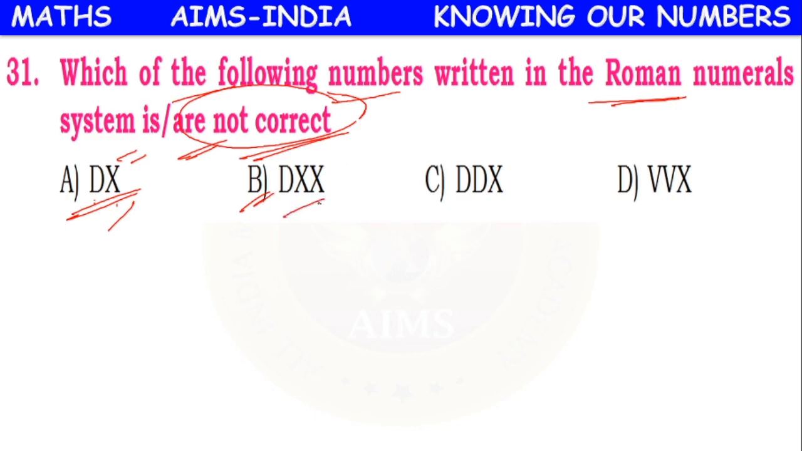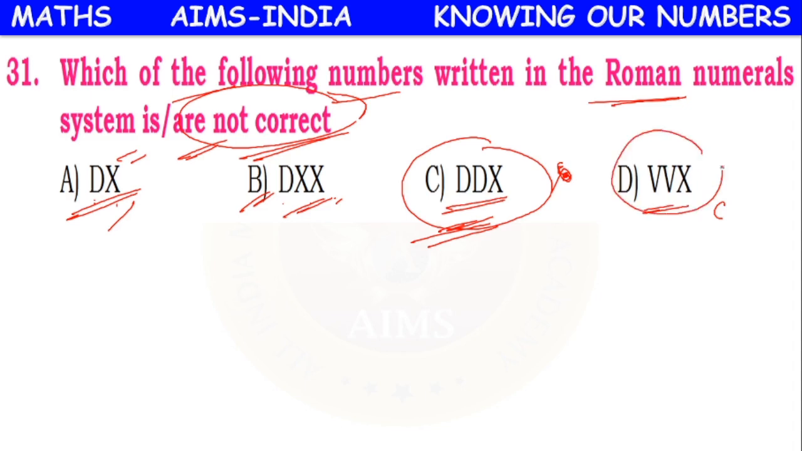Next, DXX: 500 plus 10 plus 10 is 520, correct. DDX: here we have a rule that D should not be repeated. But here D is repeated. So it is wrong, not correct.